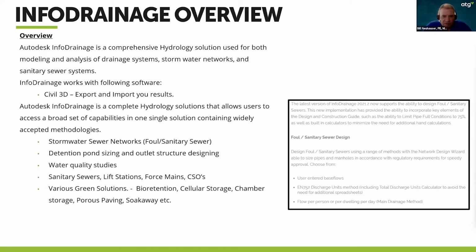Autodesk InfoDrainage is a comprehensive hydrology solution used for modeling and analysis of drainage systems, stormwater networks, and sanitary systems. InfoDrainage works with the following software: exporting from Civil 3D, importing, exporting. Right now I'm running version 23.0, and I'm going to show you here in a second how you find out what version you're running. But they actually just came out about a week or so ago with 23.1.